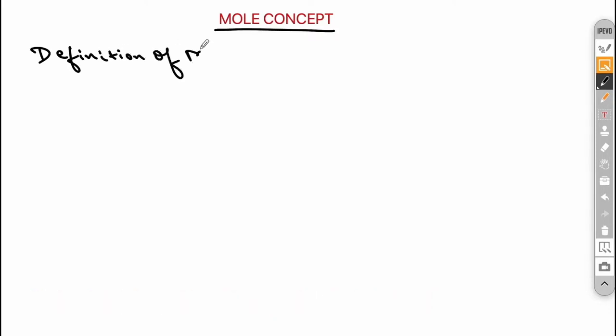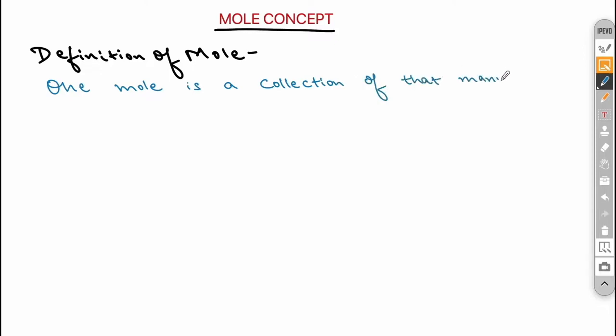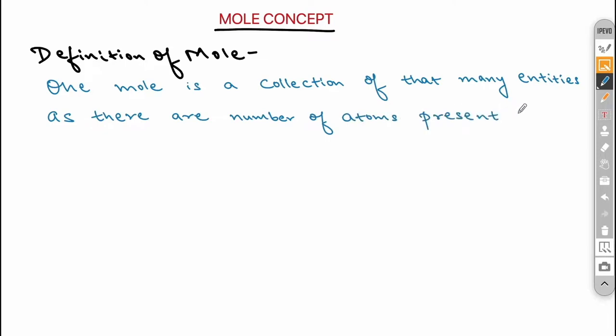So we'll write the definition of mole as: one mole is a collection of that many entities as there are number of atoms present exactly in 12 gram of C12 isotope.